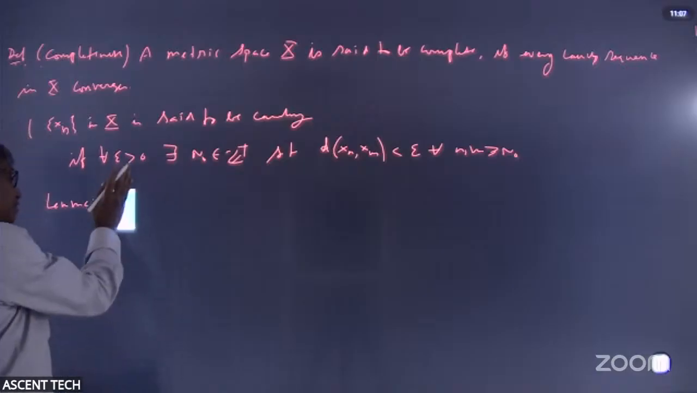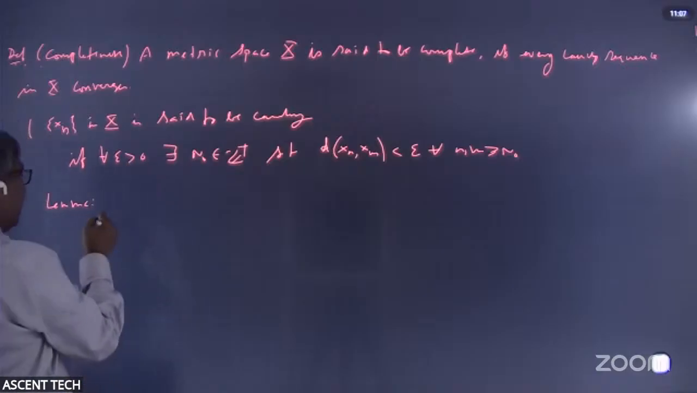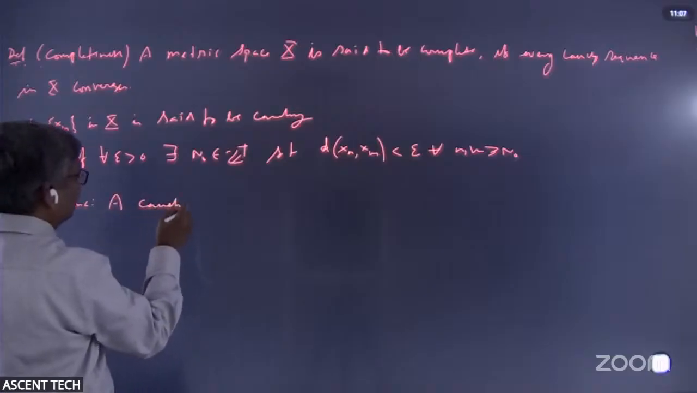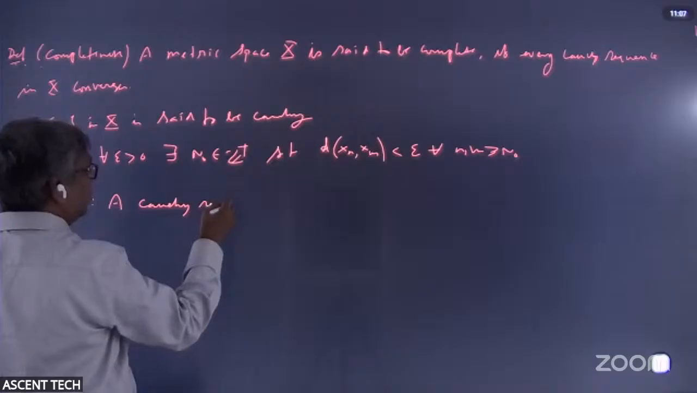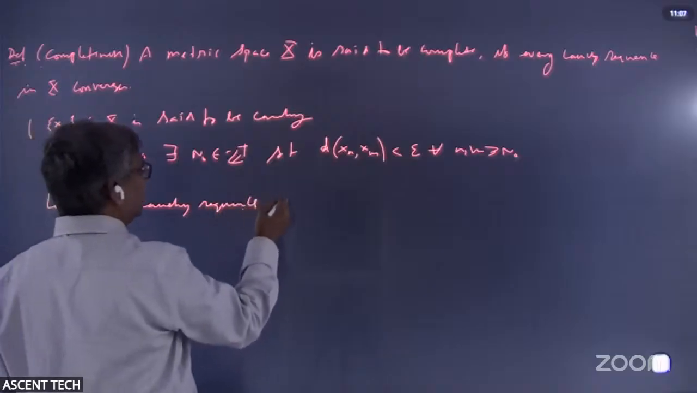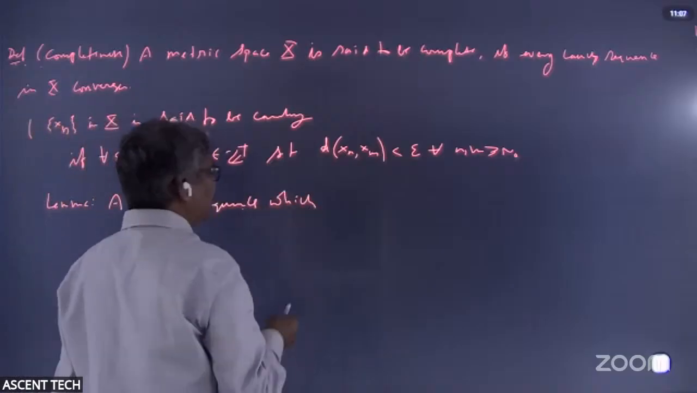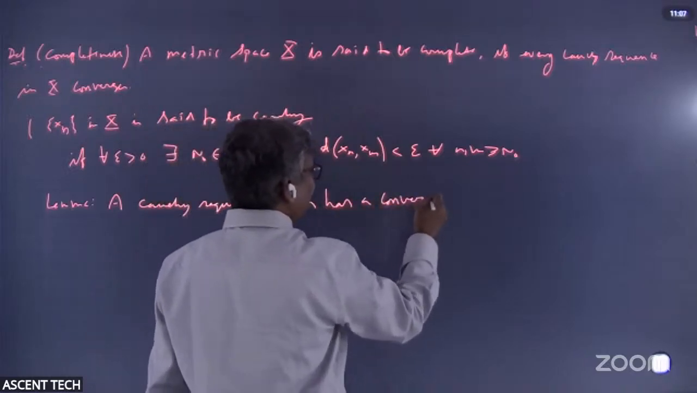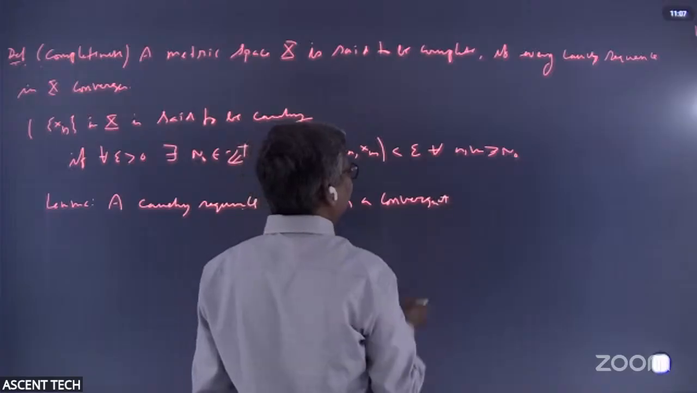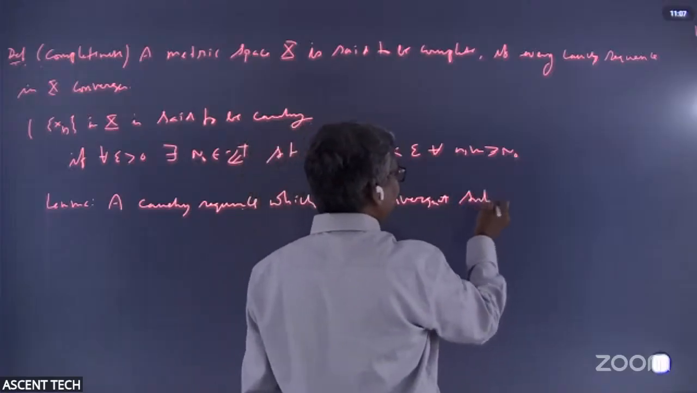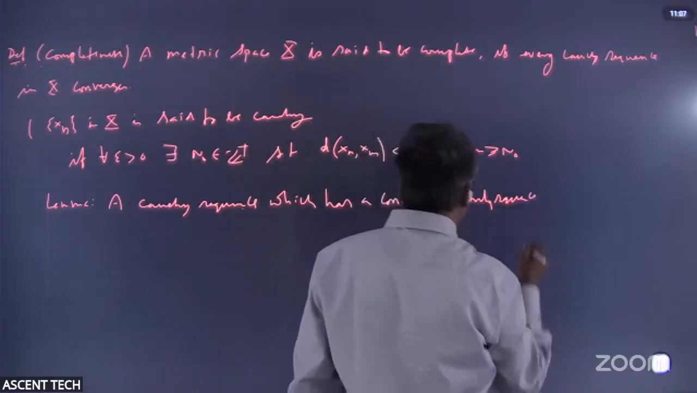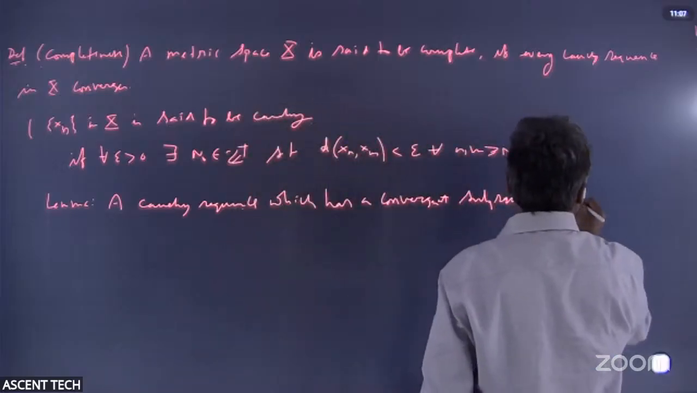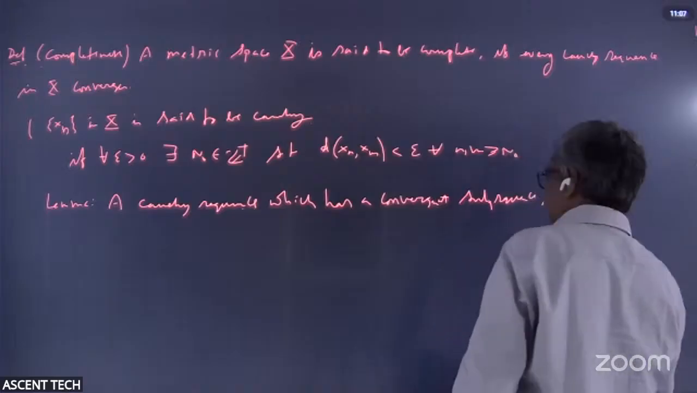A Cauchy sequence which has a convergent subsequence must converge.